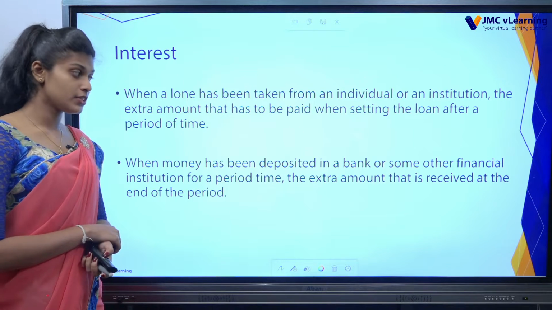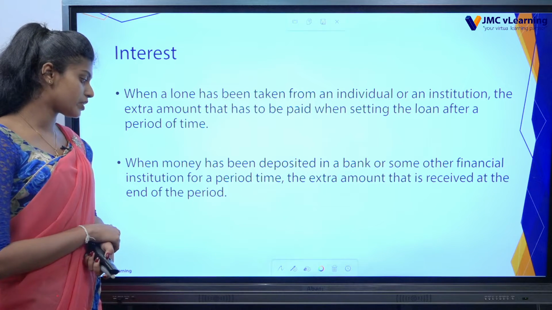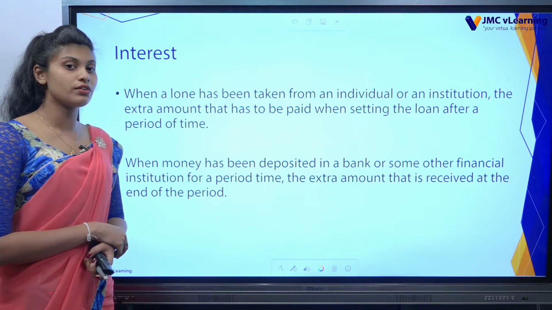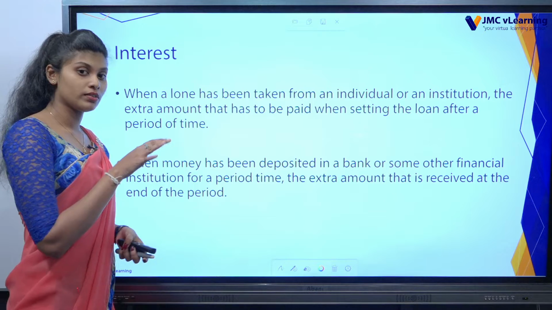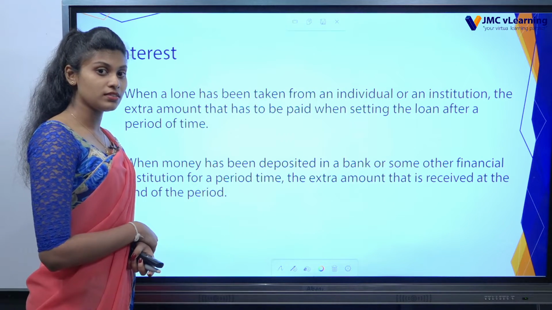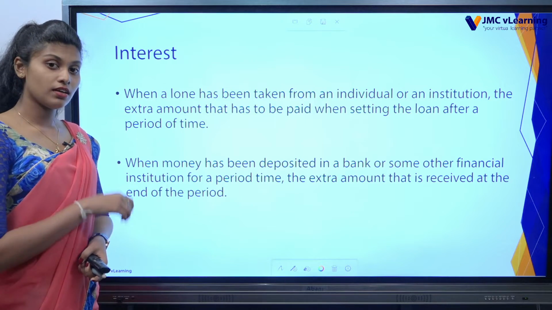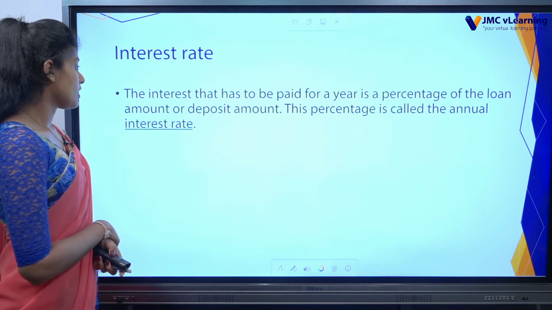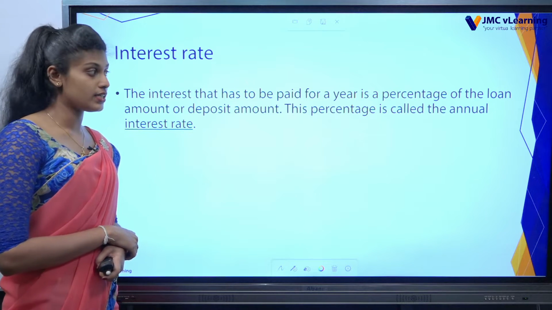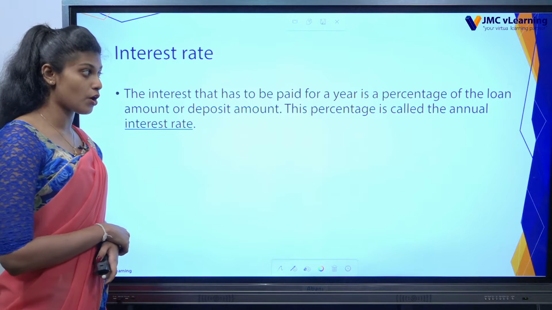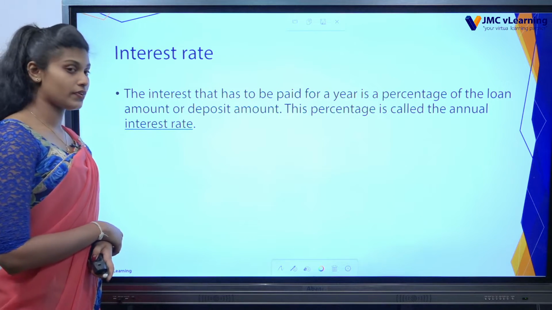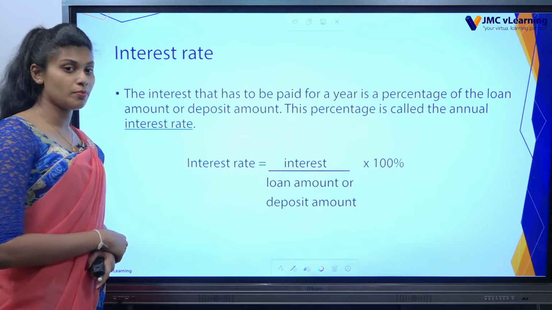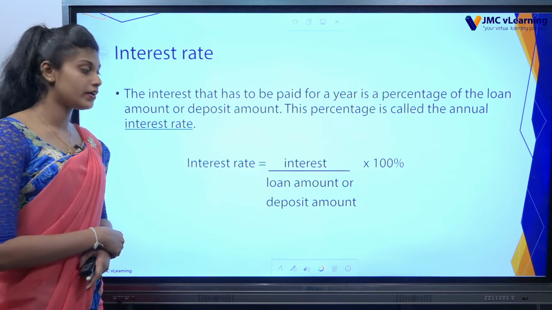When money has been deposited in a bank or some other financial institution for a period of time, the extra amount that is received at the end of the period, that one also is the interest. Then when we are putting some money in the bank, after some months we can take more money, that extra amount is the interest. Then what is the meaning of interest rate? The interest that has to be paid for a year is a percentage of the loan amount or deposit amount. This percentage is the annual interest rate. That means how can you find the interest rate? Interest rate means interest over loan amount or deposit amount multiplied by 100%.